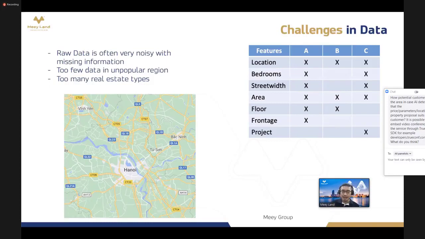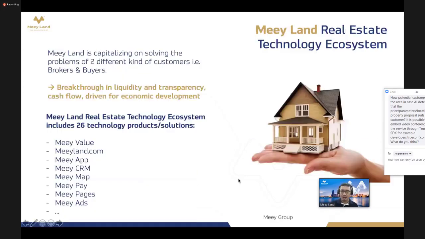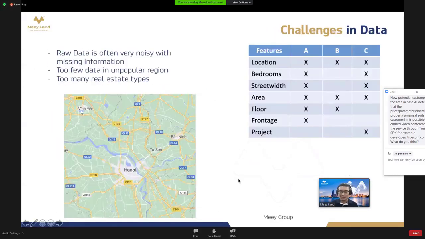In the future, we are also trying to make use of information from users. For example, if a property has missing information, we can ask users of Meey Land. Let's say one user says, okay, I'm living close to that building. So the user can provide more information about that property to Meey Land. So we are trying to develop some other application to call for information from users. Wow, that was a bit technical.